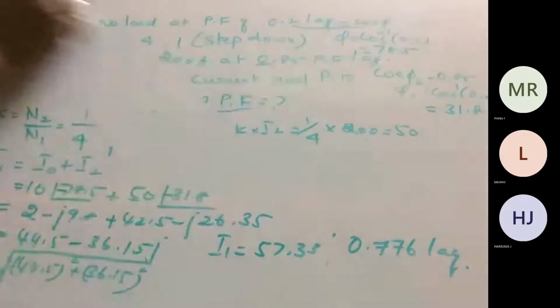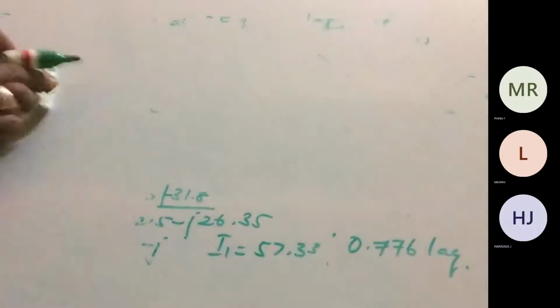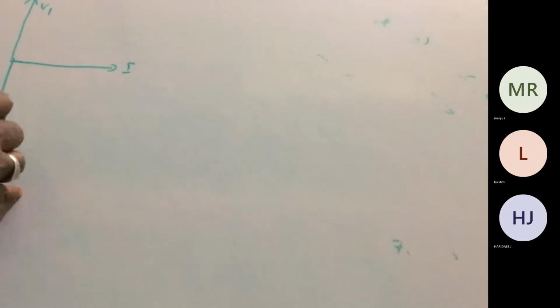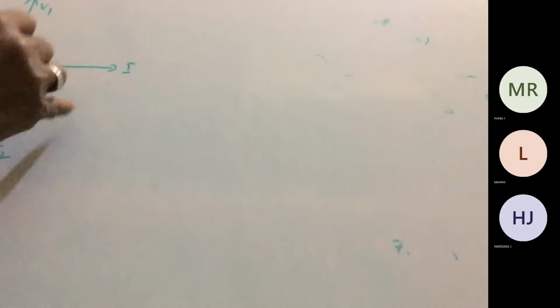In case it is a capacitive load, I2 will be leading by phi2 with E2. I is the reference, V1 will be the primary voltage, and E2 is the induced EMF. So it leads by an angle phi2. So I2 leads by an angle in the capacitive load.